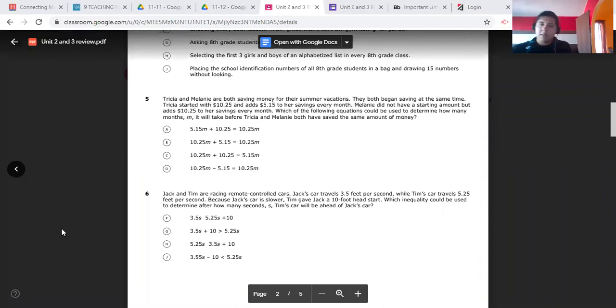Okay, so one of the big parts, I guess, of the unit is working with word problems. So not just solving them, right? But putting a word problem into an equation, and also the opposite, taking an equation and writing a word problem out of it. Okay. So let's look at number 5.